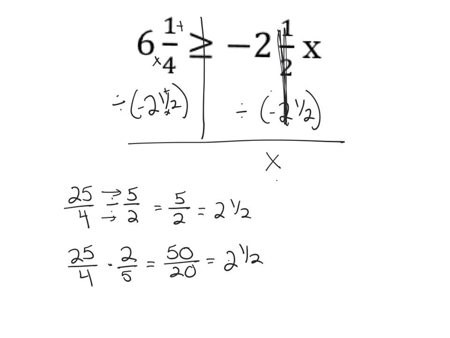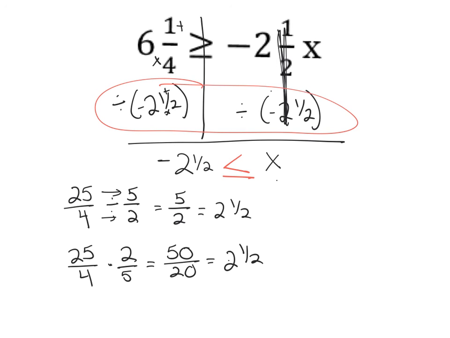But then I need to look, I have a positive divided by a negative, so my answer is going to be a negative 2.5. And then my sign is going to flip because I divided by a negative. That's only when this bottom number is dividing by a negative.